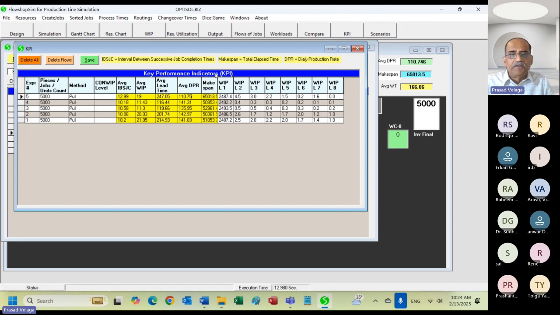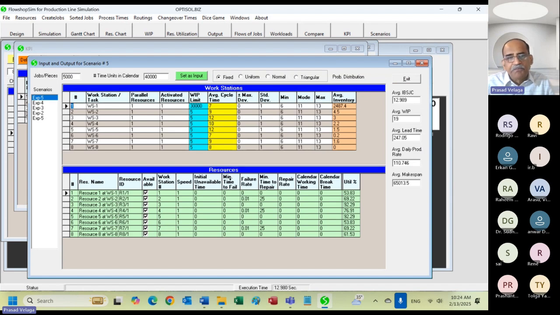Now if you look at the resource utilizations, here you see the input and output for every scenario in this window. What we considered were the machine failures for three machines, R2, R4, and R6, and these are the cycle times with no random variation. And here you can see the utilization of these machines in the simulation. The third machine and fifth machine are the bottlenecks. Apparently, the utilization is very high compared to the others.